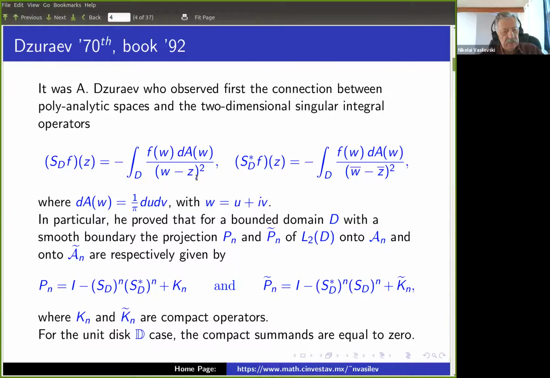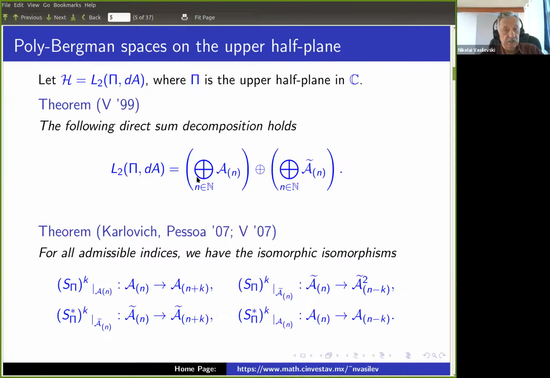What is interesting is that for the case of the unit disk, both compact summands are equal to 0. So we have just a representation in terms of the identity operator and products of powers of this two-dimensional singular integral operator.